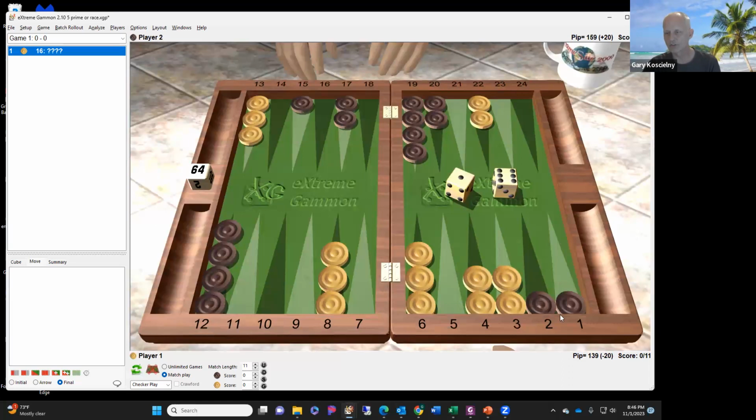But attacking doesn't look bad either. We do have a 3-point board, and that's not bad. We've got 10 checkers in the zone, and that's not bad.